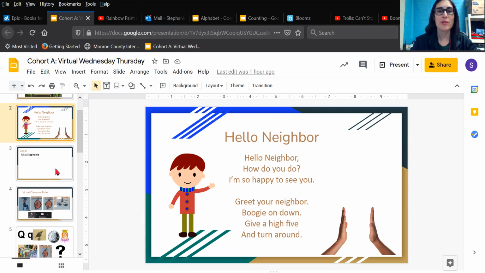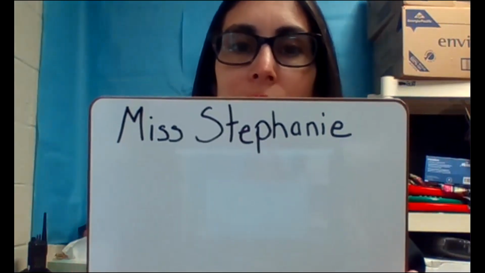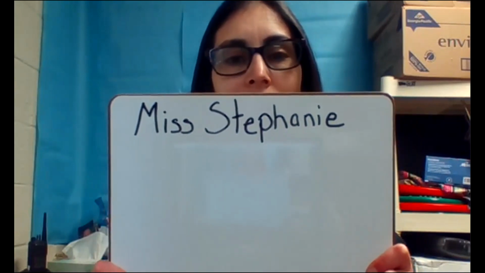Let's go ahead and take a moment to sign in. I'm going to take my marker and my board to sign in for our meeting today. All right, here is my name, Miss Stephanie, and you are writing your name. When you are all done, put your lid back on your marker and hold up your name. Here's my name, Miss Stephanie.